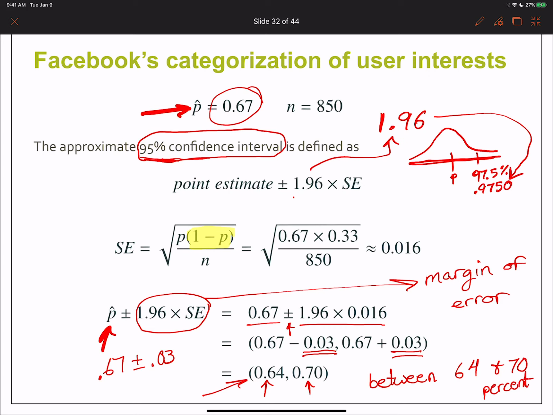But Professor, we have to square root though, right? After we get that. Yes. We took the square root. We divided by 850, and then we took the square root of the whole thing to get the 0.016. That was my dumb question. I didn't see where we did the square root.